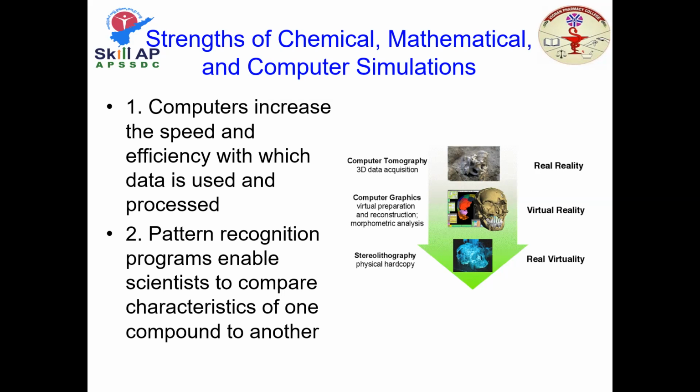Pattern recognition programs enable scientists to compare characteristics of one compound to another, because as we know the structures and we also know the spike protein chemical structures, we can identify which pattern suits better. So pattern recognition programs enable scientists to compare which compound is better, which compound is not effective.